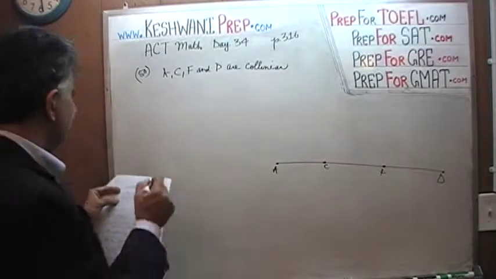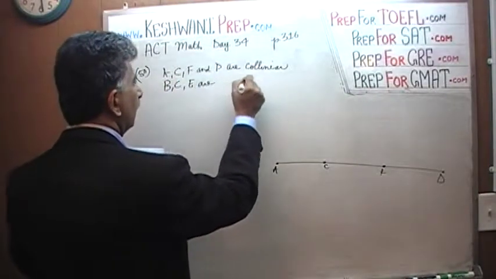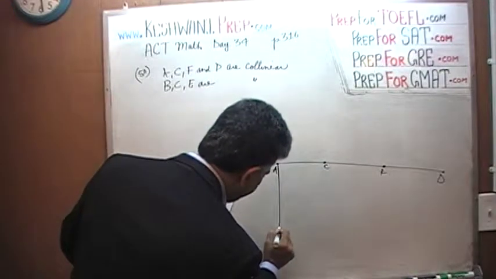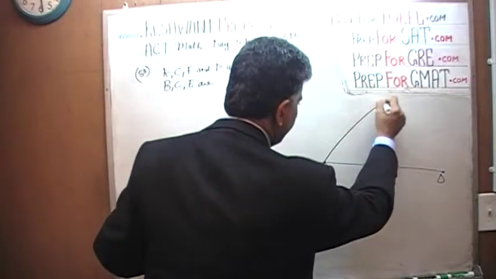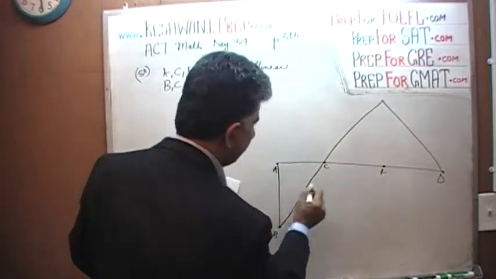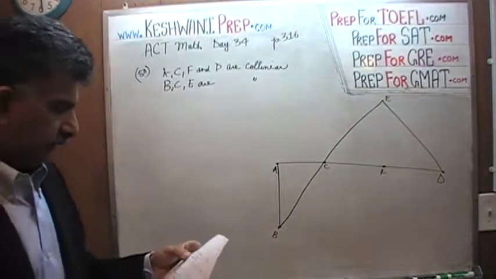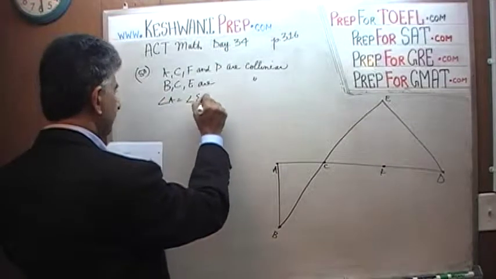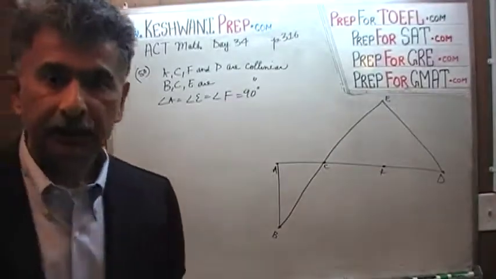We are also told that B, C and E are collinear. So here is our point B. B, C and E are collinear. So far so good. We are also told that angle A is equal to angle E, which is equal to angle F, which in turn equals 90 degrees.